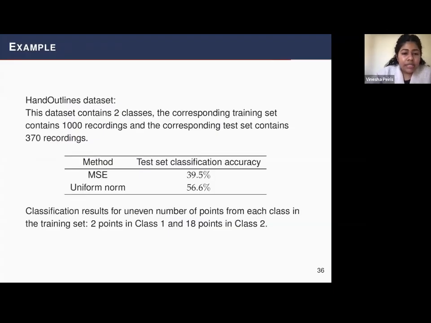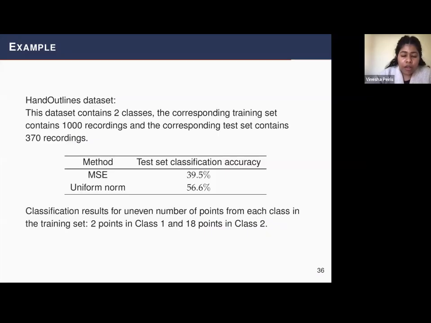Okay, now here is an example. We take a data set called the hand outlines data set, and this data set only has 2 classes. The training set has 1000 recordings, and the test set has 370 recordings. In this case, we want to artificially create a smaller training data set because our network is using a uniform norm-based loss function, and we wanted to create a scenario artificially where we have a smaller number of training data points, and we are also artificially creating an underrepresented group.